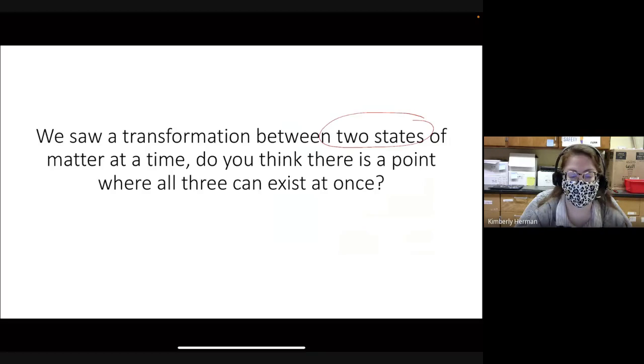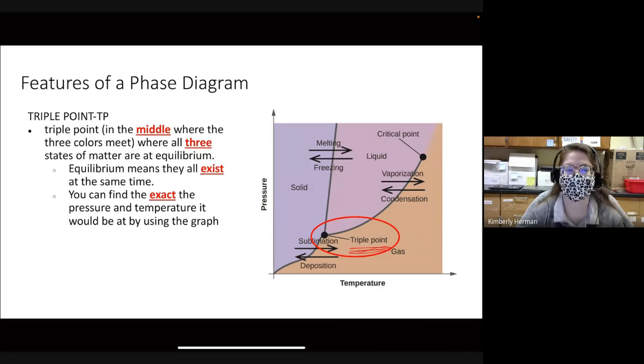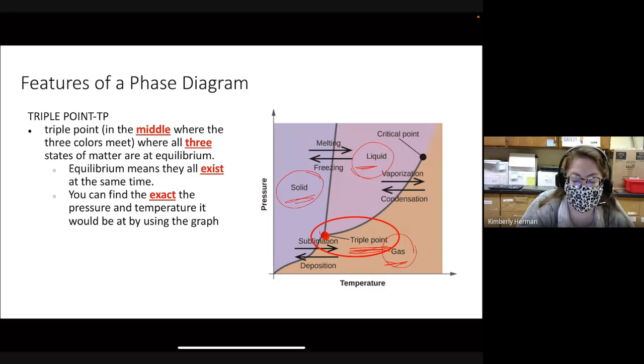Now, if you were looking on the graph before, you might have seen that there was this thing called the triple point. And the triple point is special. It's right in the middle of our graph, but you'll actually see that it's easy to spot the triple point because all three states of matter, or all three of the colors, actually meet at the triple point. That means that they would be at equilibrium, all there at the same time. So that means we would have a solid, a liquid, and a gas at this small point, aka the triple point, or where all three states of matter meet.